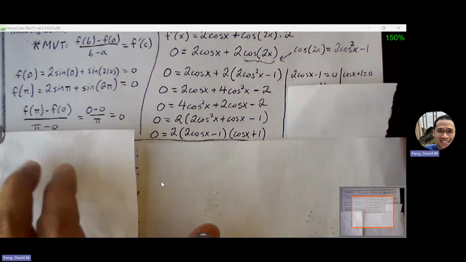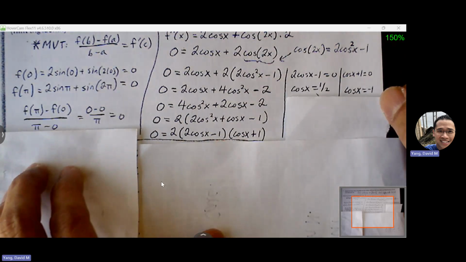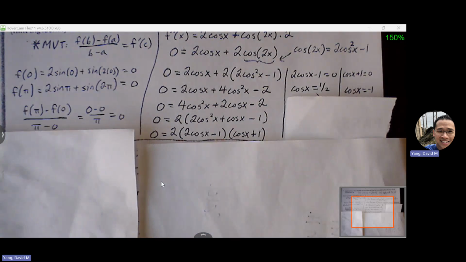Okay, so we have cosine of x equals -1 and cosine of x equals 1/2. Cosine is equal to -1 at 3 pi over 2 and negative pi over 2. Cosine is equal to 1/2. It's in that pi over 3 family. So pi over 3, 5 pi over 3, first and fourth quadrant.